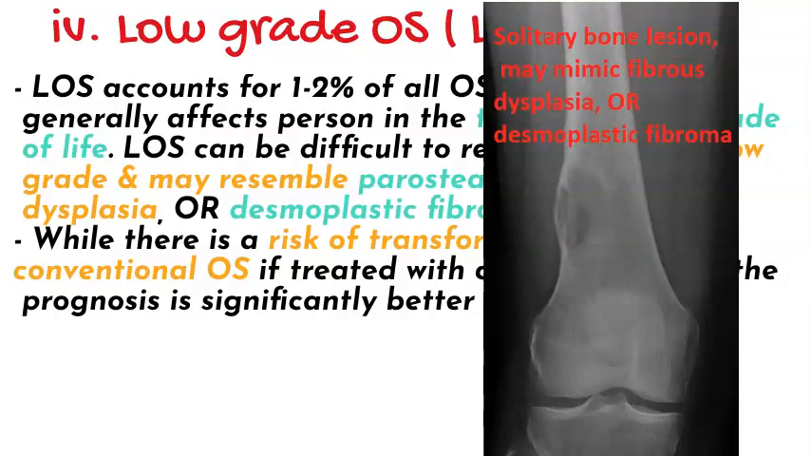This X-ray of the distal femur shows a solitary bone lesion that may mimic fibrous dysplasia or desmoplastic fibroma.